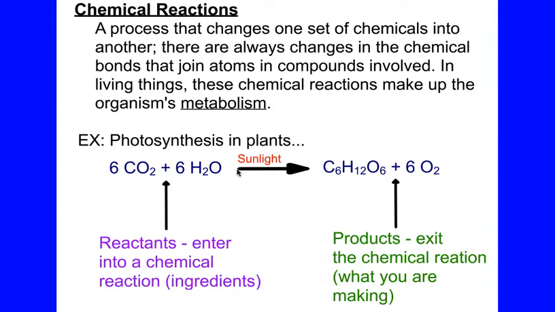Now, on the tail end of the arrow here, these first ingredients, these are called reactants. These are the things that are going to enter into the chemical reaction. On the front end of the arrow, we have what we call our products. So this is actually what we're making in our chemical reaction.